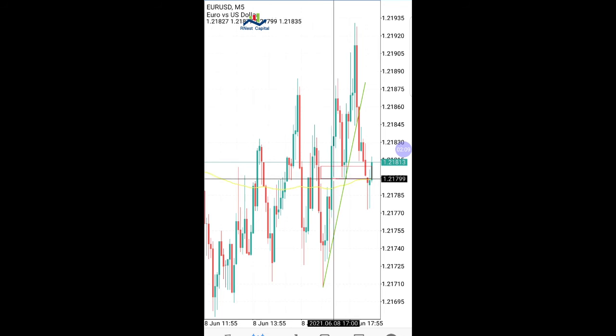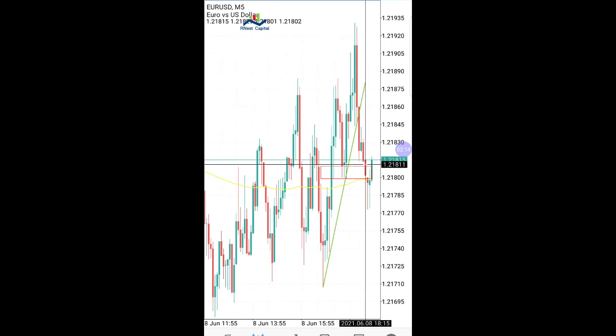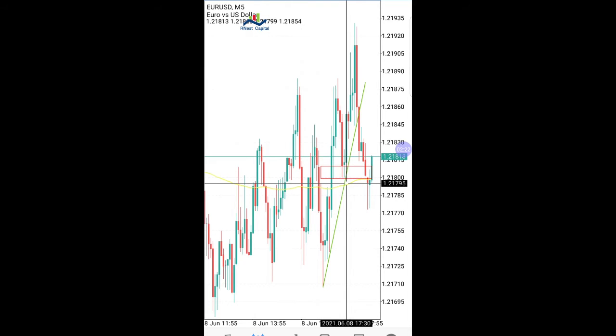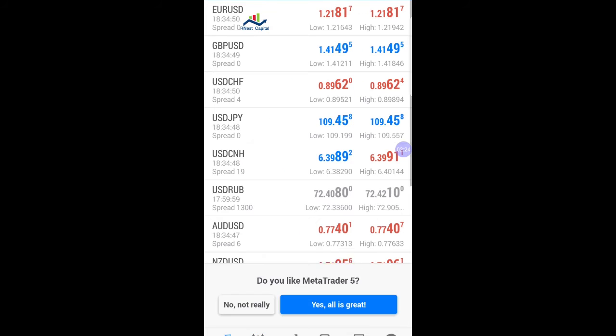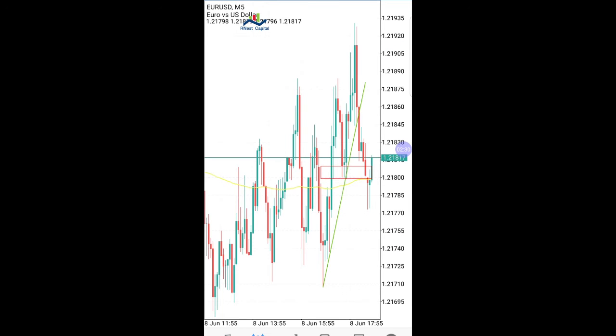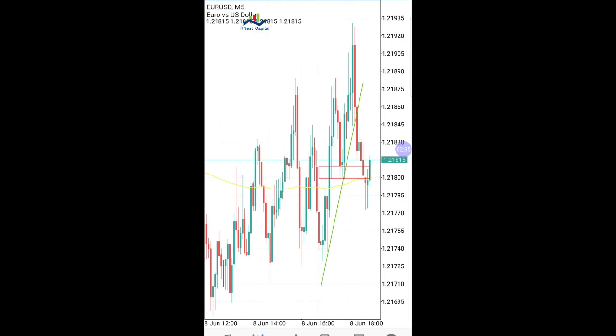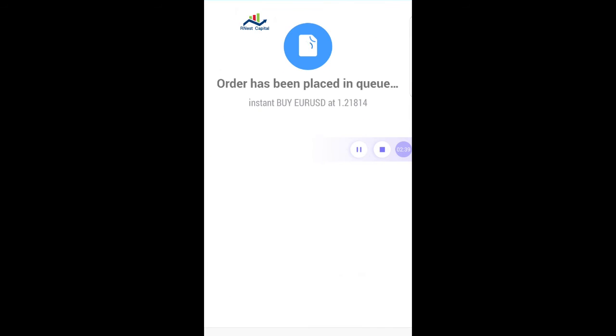The candle is about to close. Yep, so the candle has closed. Entered my buy. I'm trying to enter a trade on my other system to be right with you. Okay, so now I'm going to set my stop loss. Very important, always protect your capital, guys.